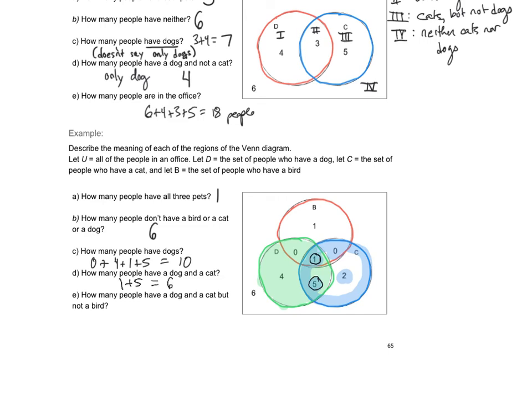And finally, how many people have a dog and a cat but not a bird? That would be those 5 that are sitting in the dog and cat overlap, but they're not inside the bird circle. So this takes a little bit of practice, but it does come with practice. So this is a good thing to redo multiple times on Connect until you kind of get the hang of it.